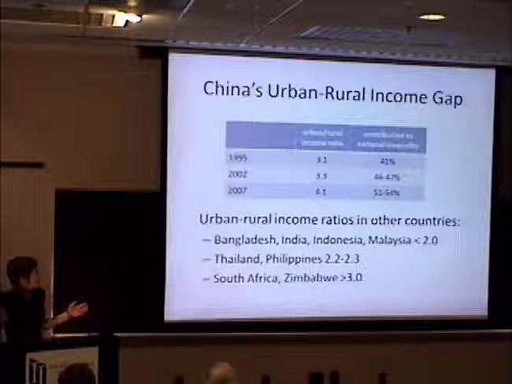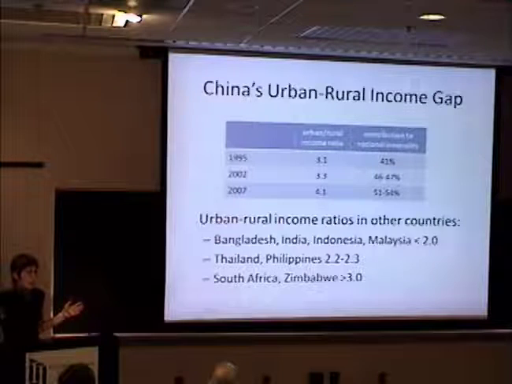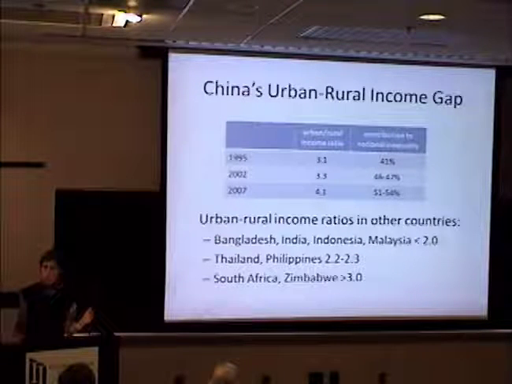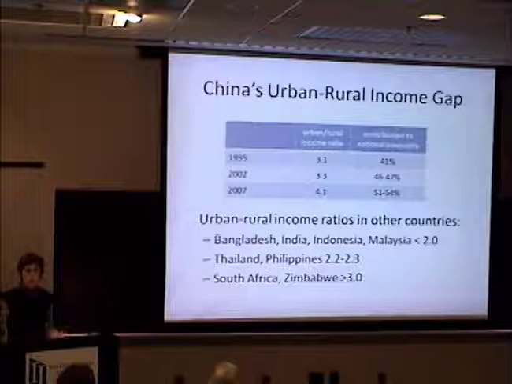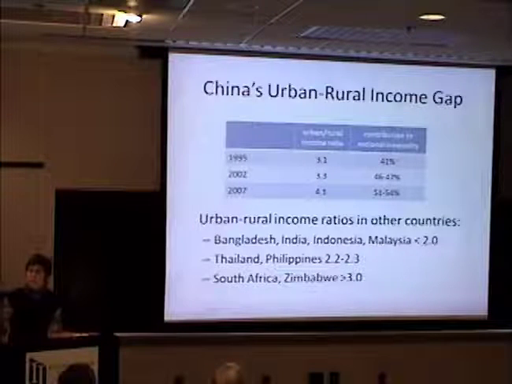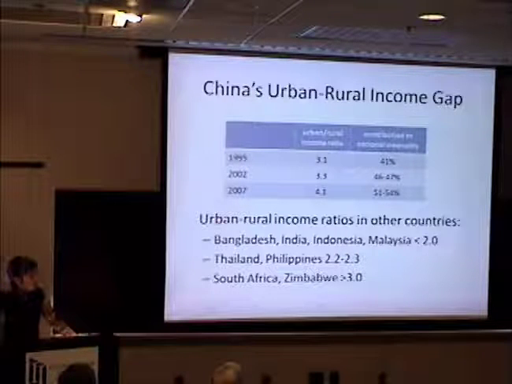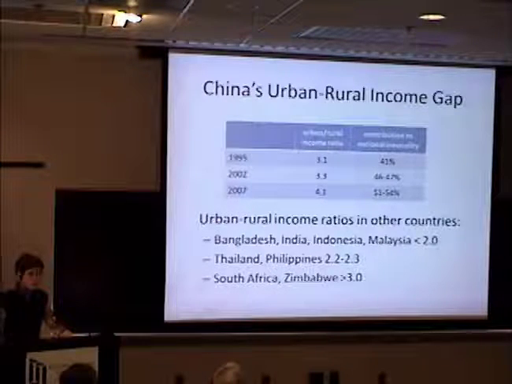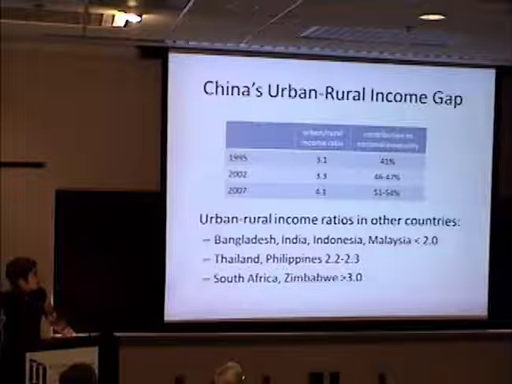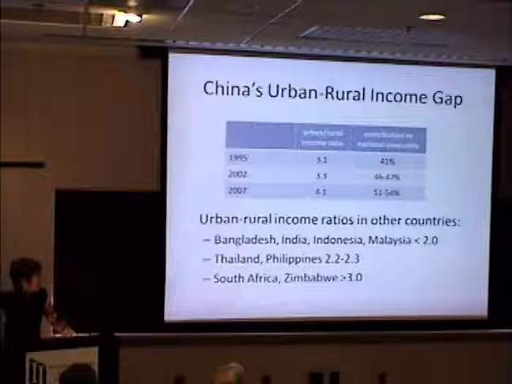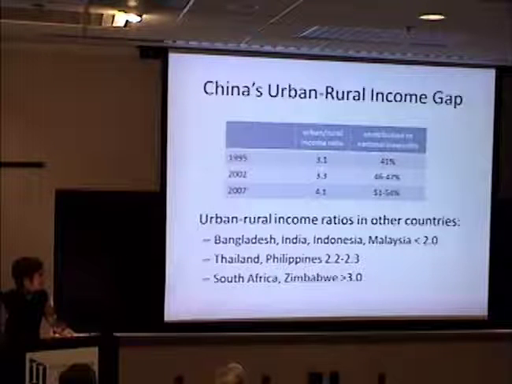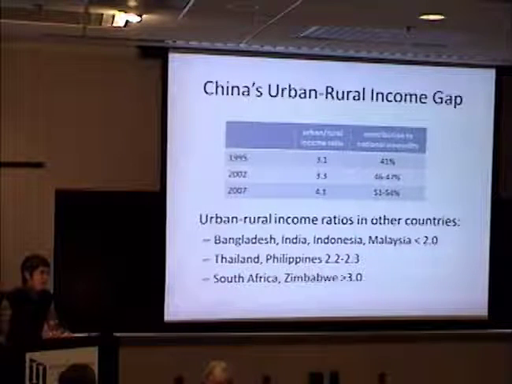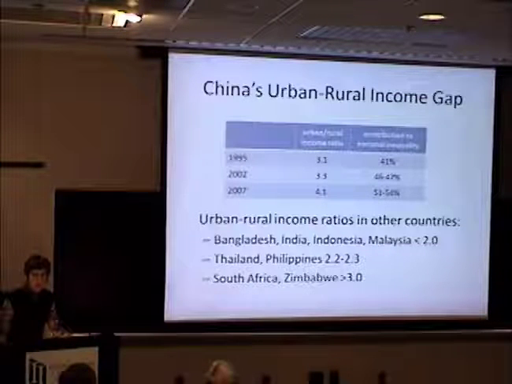The rural-urban income gap in 2002 was about 3.3. That means on average, incomes in urban areas were more than 3 times average incomes in rural areas. In 2007, urban incomes were more than 4 times incomes in rural areas. And these are high urban-rural income gaps by international standards. The contribution of the urban-rural income gap to national inequality, again a very rough calculation, is estimated to have risen from about 40% of overall inequality to more than half of overall inequality being associated with the difference in urban and rural incomes.